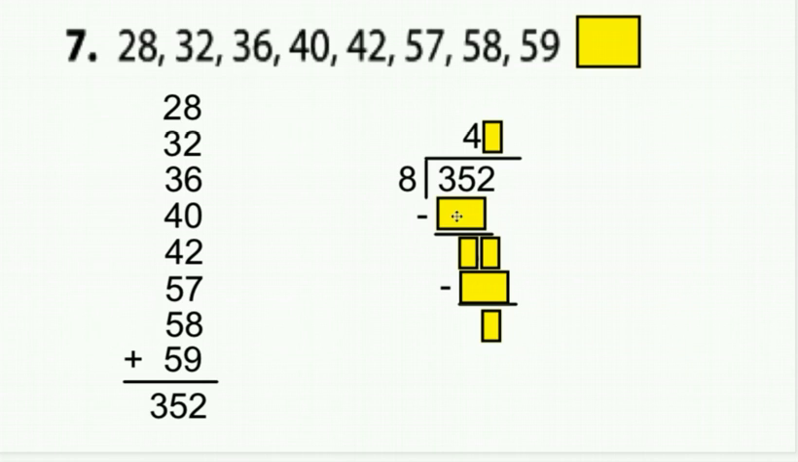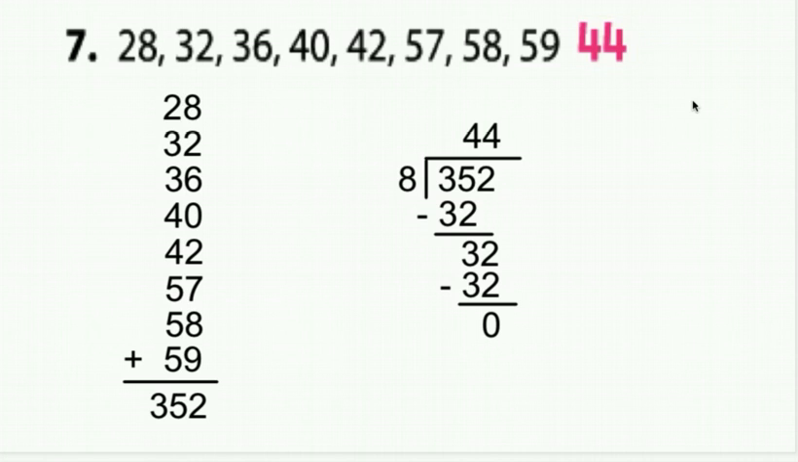4 times 8 is 32. 35 take away 32 is 3. Bring down our 2 and we have 32. 8 into 32 will go a total of 4 times. 4 times 8 is 32. 32 take away 32 leaves us with 0, so no issues rounding. And our mean for this set of numbers is 44.